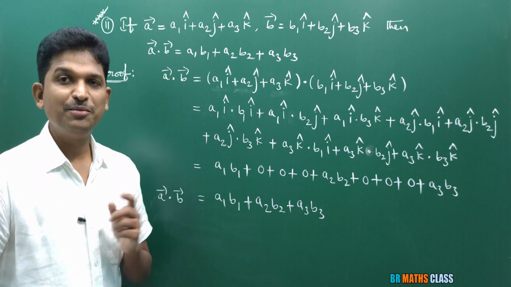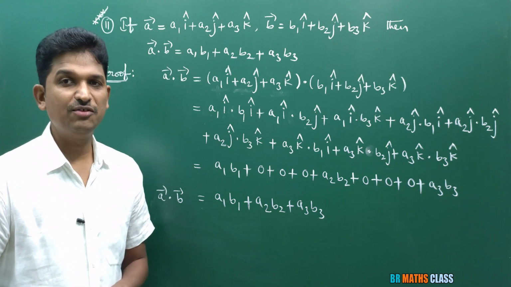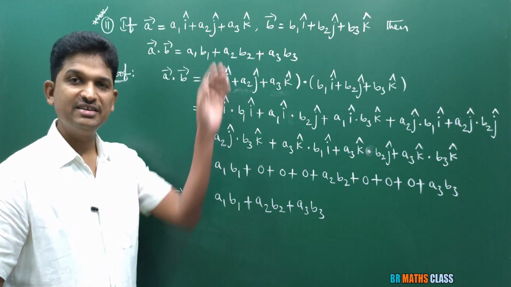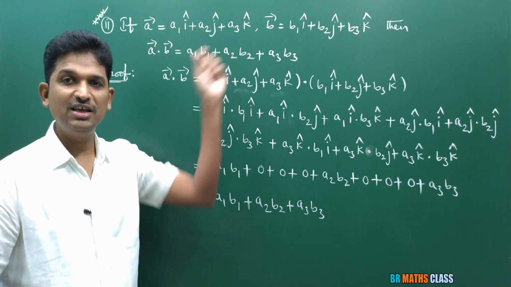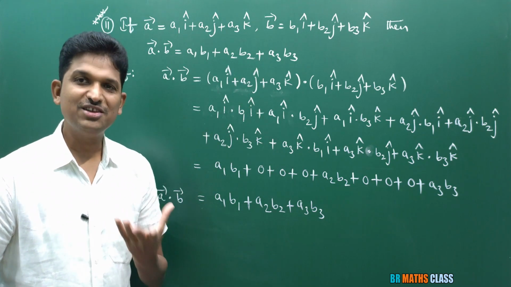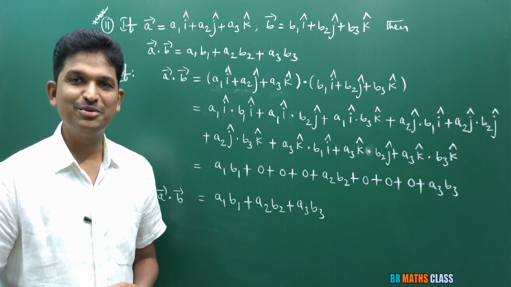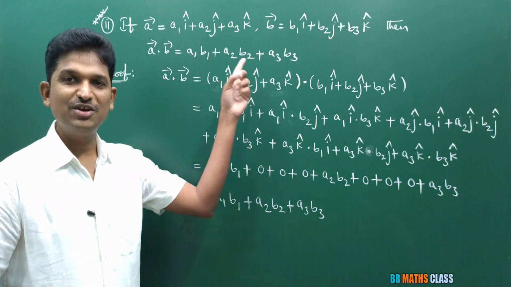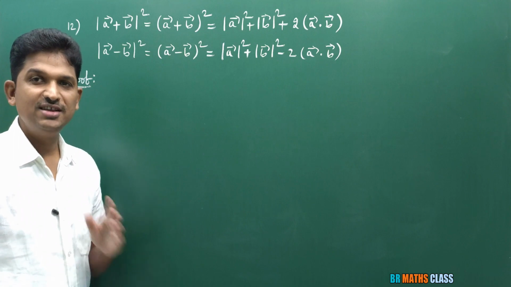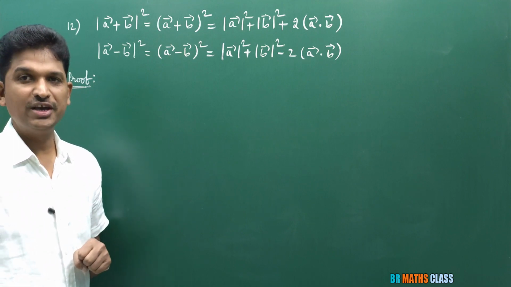This is a very important result we will use very frequently while doing exercise problems. Many students, without knowing, just simply apply this formula. In case you know how we got this formula, then some satisfaction level will be there while doing the problems. I know why A bar dot B bar is A1 B1 plus A2 B2 plus A3 B3. You observe this twelfth one. This also we use very frequently while doing exercise problems.